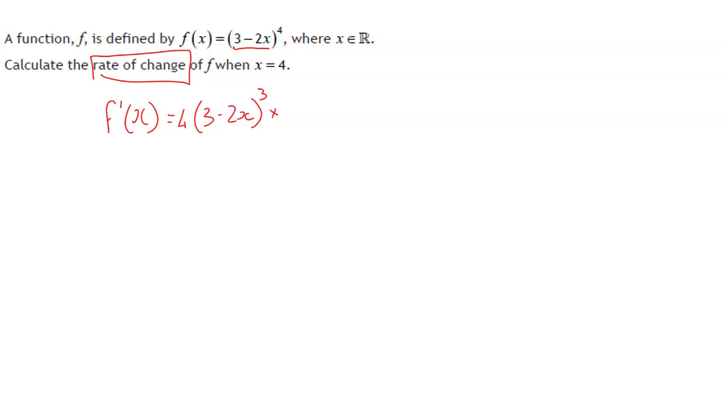So 3 minus 2x, the derivative of that is negative 2, so it's nice and straightforward. So it's then minus 2 there. Simplifying that gives me negative 8 bracket 3 minus 2x all to the power of 3. Now that I've got that, I can take the value of x equal to 4, plug it in, and see what we get from that.